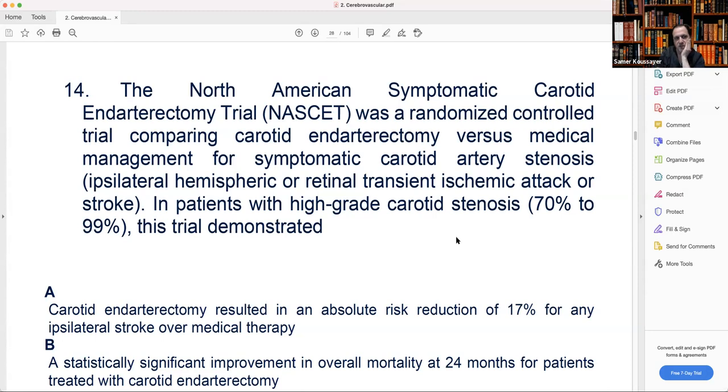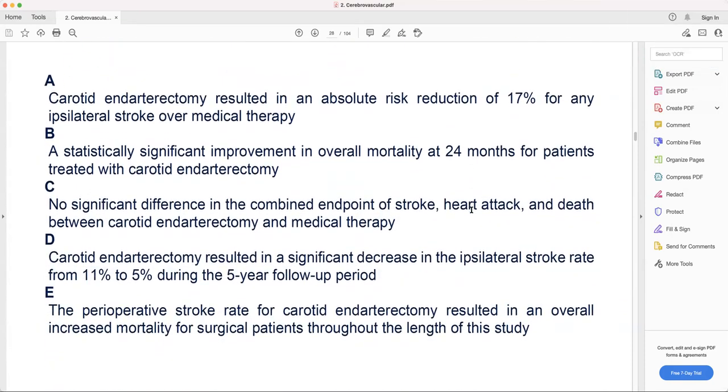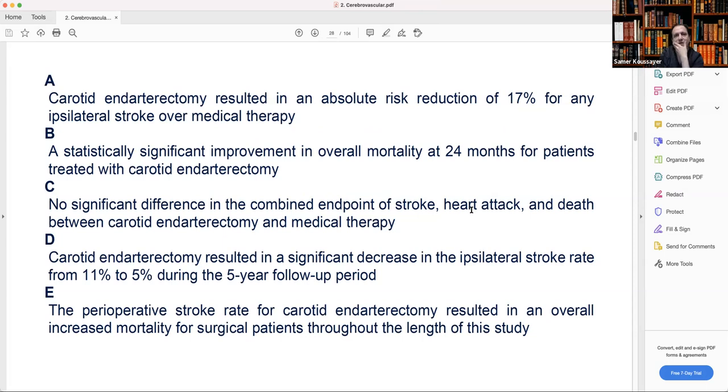So let's go now with these two things in your mind. You can, I think, answer the question now. So let's go one by one. Yeah, I think it's A. Carotid endarterectomy resulted in absolute risk reduction of 17, as you said, doctor, for an ipsilateral stroke over medical treatment. Okay, but let's see why the other answers are wrong. Let's go one by one.